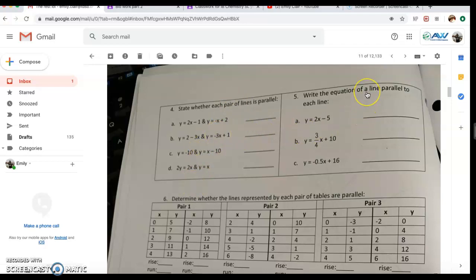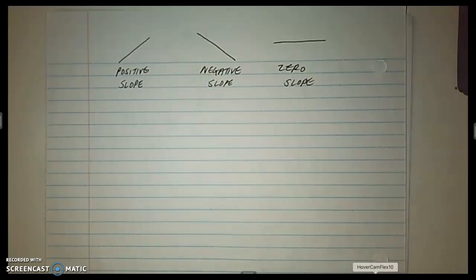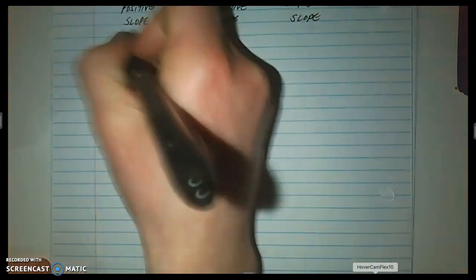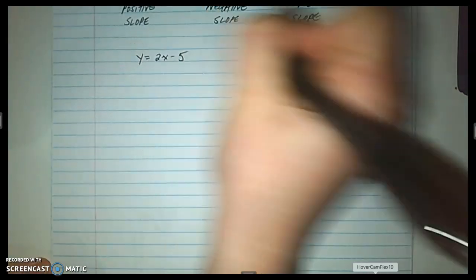And then part 5, write the equation of a line parallel to each line. So here, we need to write the equation of a line that has the same slope, but we don't want the equation to be exactly the same, so we have to change the other number. Okay, so I'll flip over to my paper here. So the line I was given there was y equals 2x minus 5.